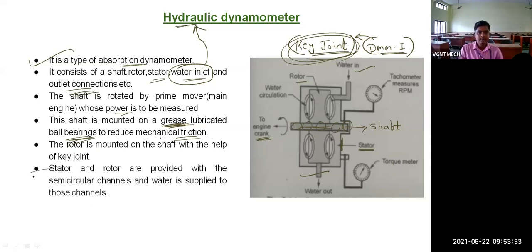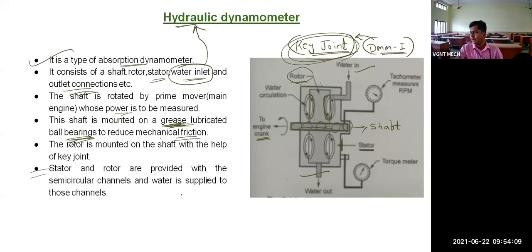Last point, the starter and rotor are provided with semicircular channels and water is supplied to those channels. Here this is one part of the rotor. It is a semicircular one. You can see this is also a semicircular one. These semicircular channels are there in the arrangement of this rotor, and to this channel we are supplying the water. So this is the hydraulic dynamometer.